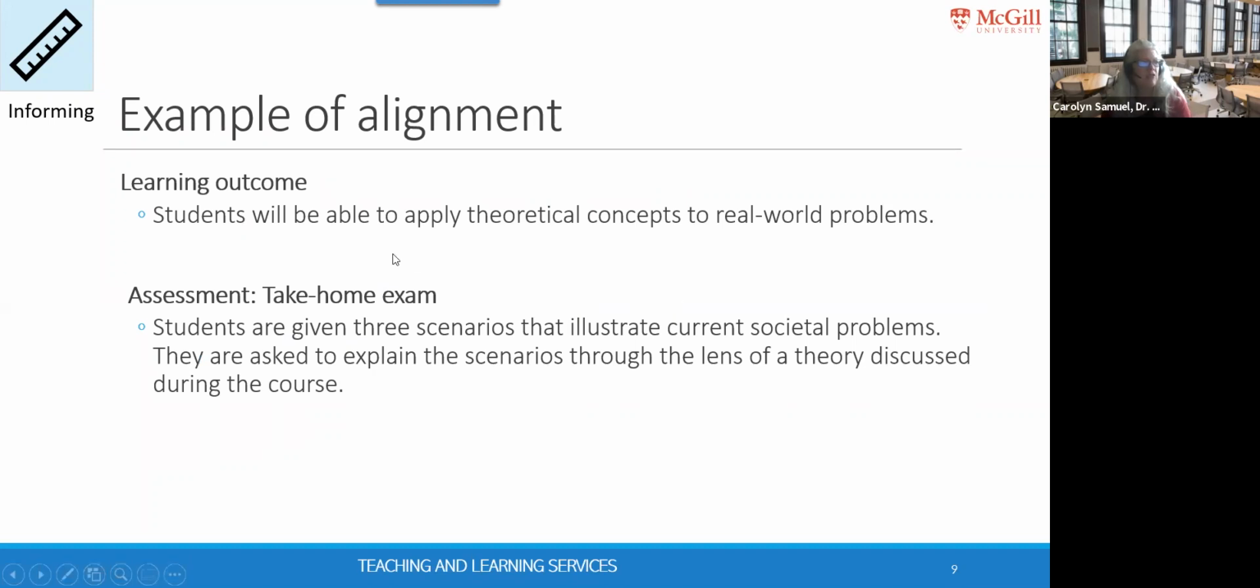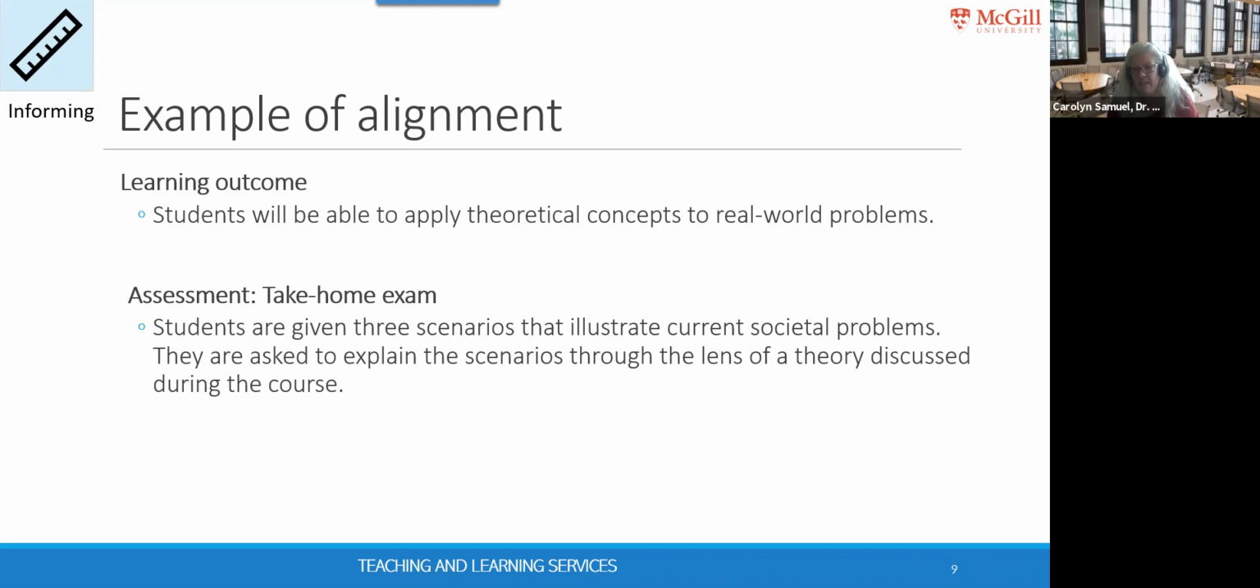So we've got a learning outcome here on the screen. Students will be able to apply theoretical concepts to real-world problems. And the assessment is a take-home exam. Students are given 3 scenarios that illustrate current societal problems. They're asked to explain the scenarios through the lens of a theory discussed during the course. So now I'm going to ask you, in what way does this example illustrate the concept of alignment?